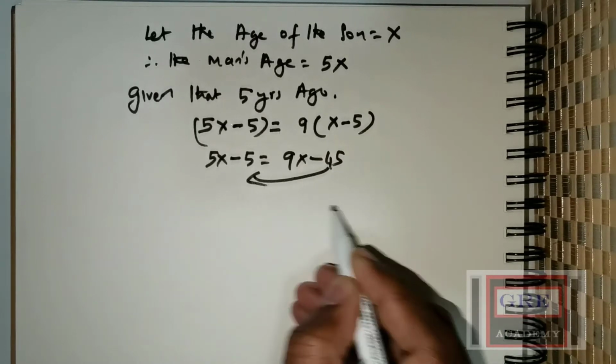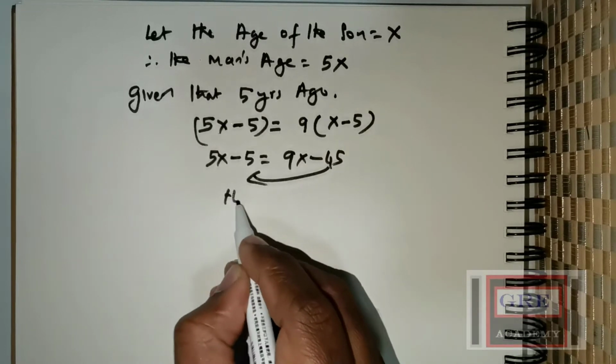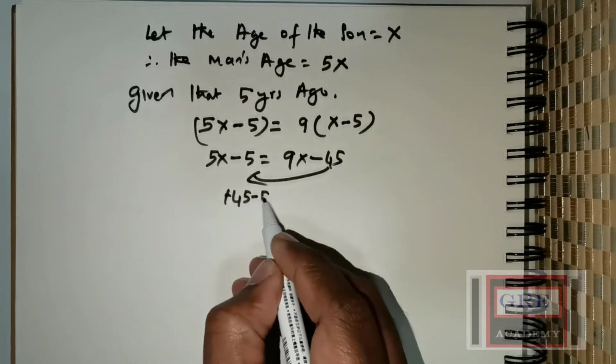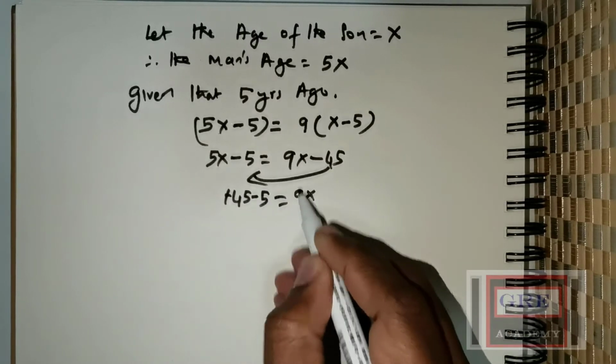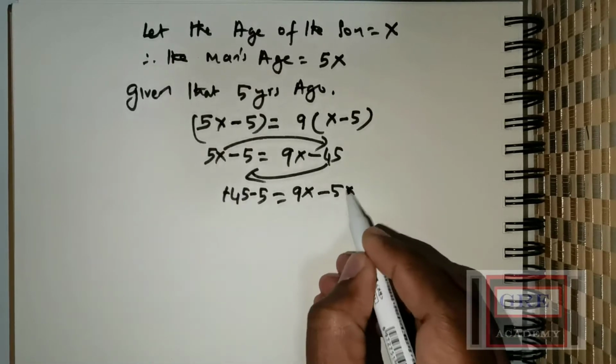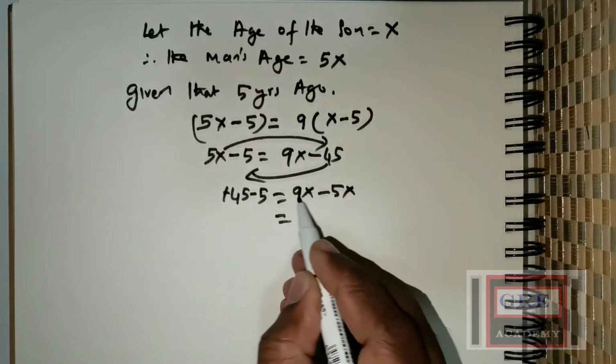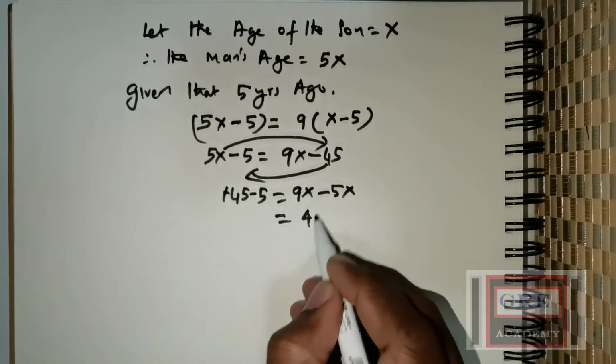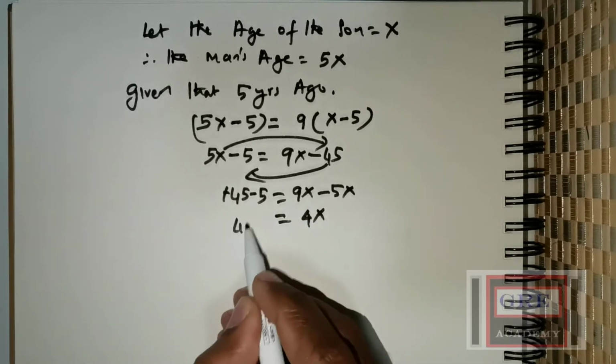I can move 45 to the left, that would be plus 45. I got a negative 5 here. I've got a 9x there. I'm going to move this positive 9x to the right. That would make it to be negative. 9x negative 5x would give me 4x. On the left I would have 40.